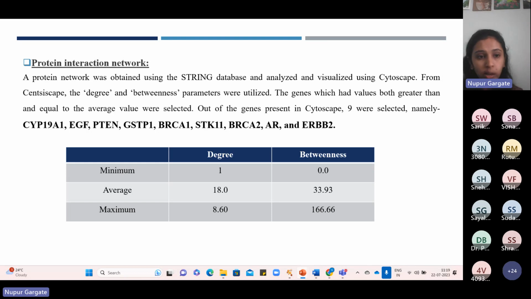And these 9 genes were CYP19A1, EGF, PTEN, GSTP1, BRCA1, STK11, BRCA2, AR, and ERBB2. So these were the 9 genes which had degree and betweenness equal to or more than the average value. Now, all of these genes acted as the macromolecule during molecular docking.